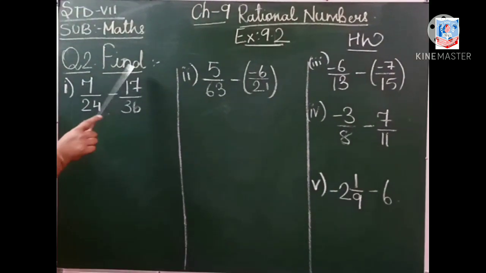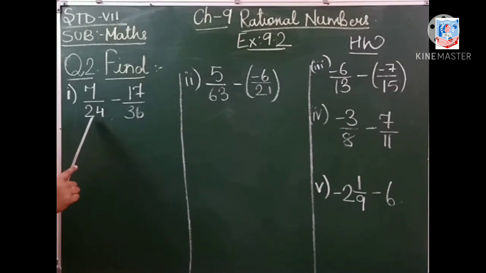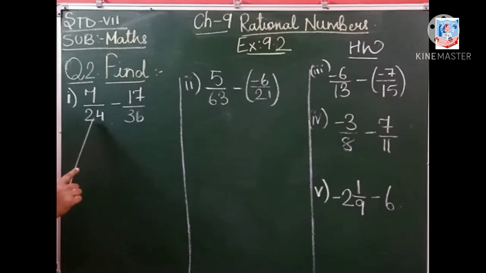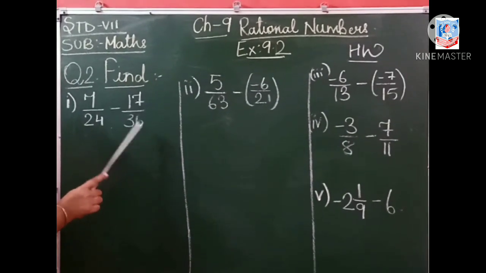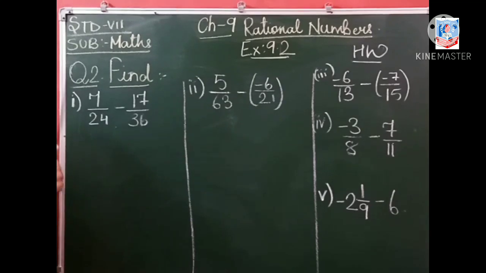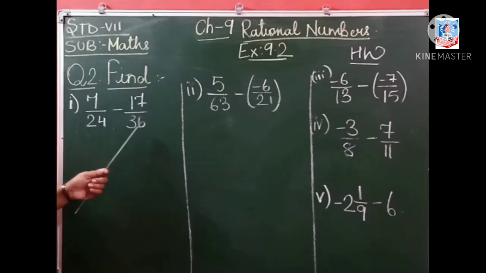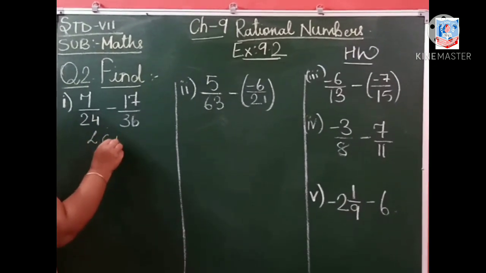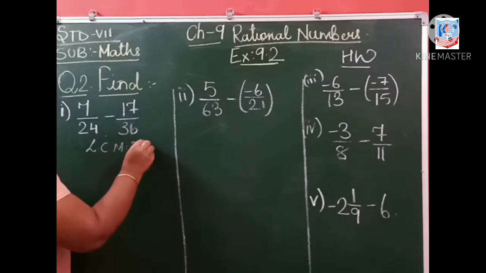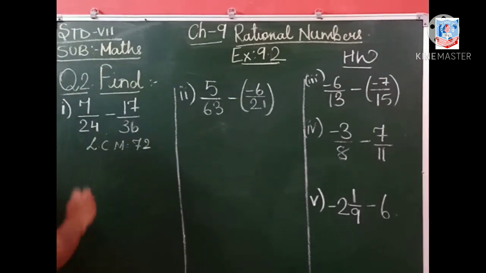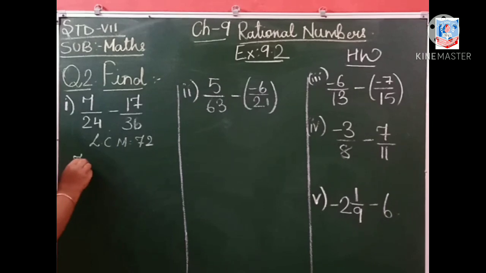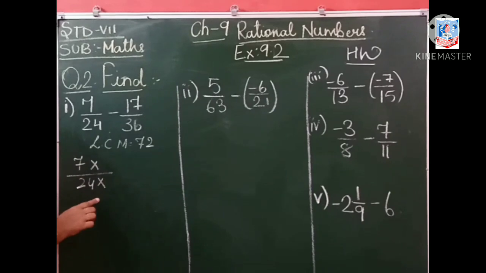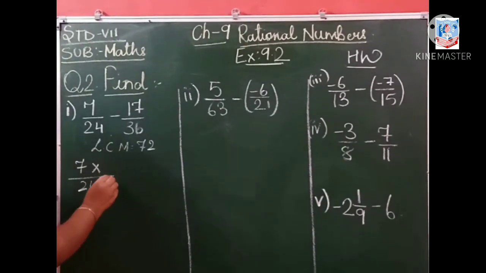Question number 2. Find. First sum is 7 by 24 minus 17 by 36. Again, denominators are different. So what will you do? You will find the LCM. Now the LCM of 24 and 36 is 72. LCM is equal to 72. Now make the denominators equal. So 7 by 24 into, with what? You will multiply 24 by 3 to get 72.